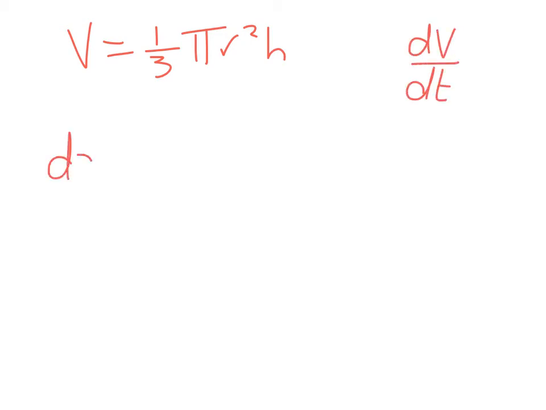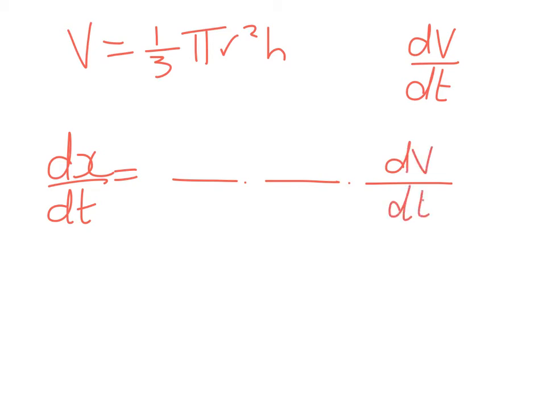Okay, we're going to look at our volume formula. Right, we know dV by dt. Our goal is to get to dx by dt. So we're trying to set up some kind of chain rule relationship, and it's going to end with dV by dt. So we want to have something here that's linking how the volume relates to a change in here.